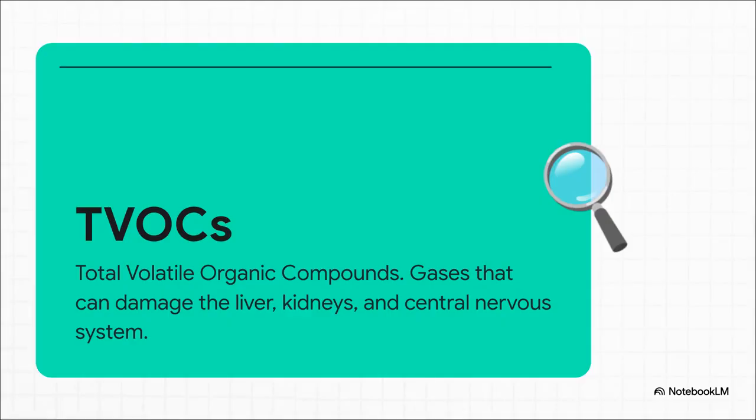Next on the list are TVOCs. You know that new car or new office smell? A lot of that comes from TVOCs. They're basically gases that are let off by new furniture, new carpets, paints, even some cleaning products. That smell might fade, but the gases can stick around, and long-term exposure is definitely not great for your body.